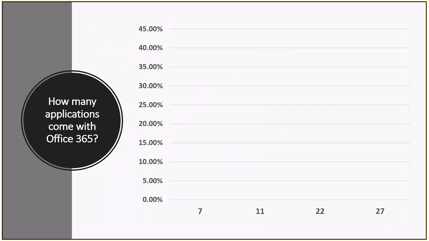One of the first questions I asked on the questionnaire that was sent out to the first group of employees was, how many applications do you think come with Office 365? Generally, when people say Office, they automatically think of Excel, PowerPoint, Outlook, what I'd call the core applications. I gave 4 answers: 7, 11, 22 or 27. So this is how people voted.